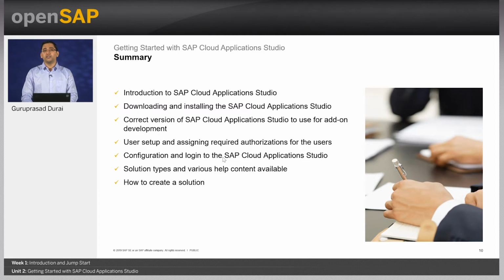And I would like to summarize this unit. So, we have seen an introduction about SAP Cloud Application Studio, how to download and install the Cloud Application Studio, and which would be the right version of SAP Cloud Application Studio to create an add-on. We also created a user and defined the authorizations for this user. And finally, we saw how to configure into the Cloud Application Studio and how to log in, and then we did a small walkthrough of what are the available options in SAP Cloud Application Studio. Also, we saw about the various solution types and how to create a solution.